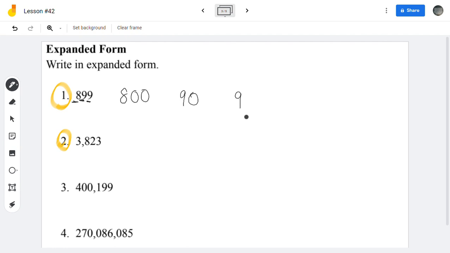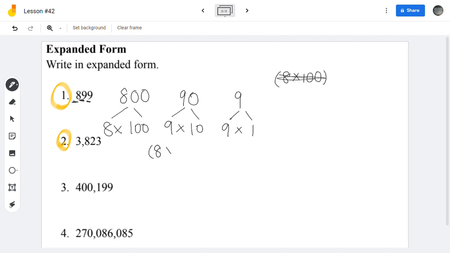Now from here, I'm going to separate this into writing 9 and 1 because it's in the ones place. And you're going to be writing 9 and 10. And you're going to be writing 8 and 100. And you're just going to be multiplying these together. So this is how it should look. 8 times 100. Oops, let me rewrite it over here. So you should get 8 times 100 plus 9 times 10 plus 9 times 1. So this is your expanded form for 899.